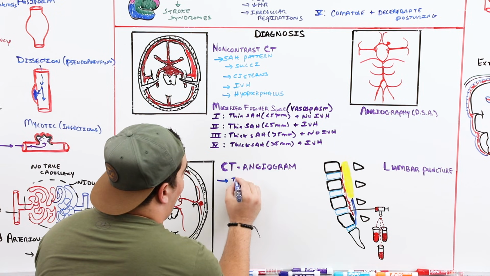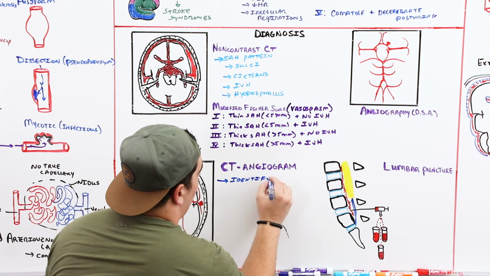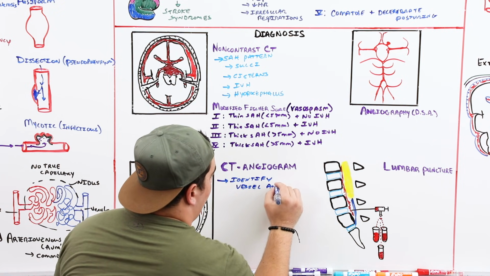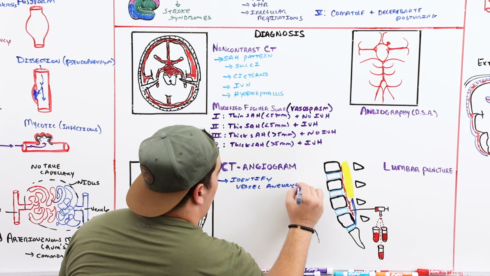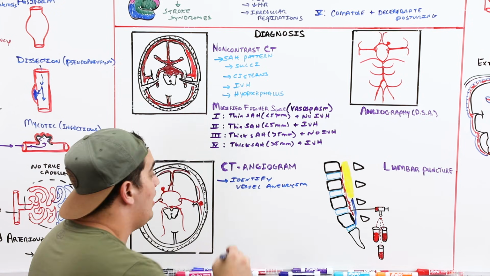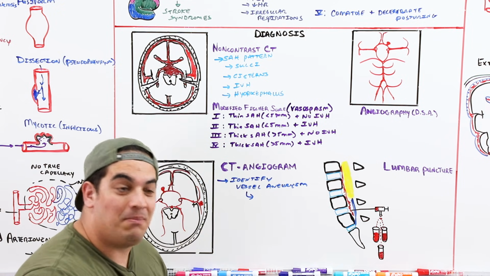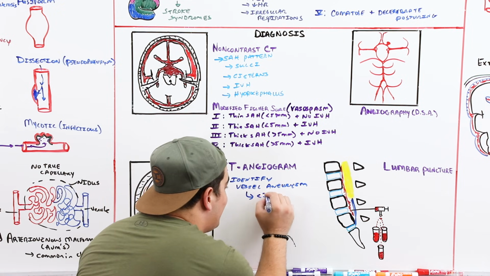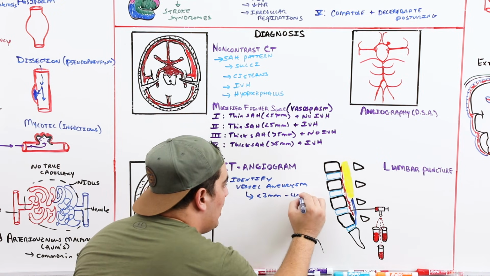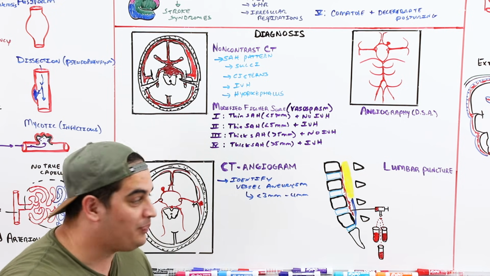So that's where a CT angiogram can come in nice and handy. It helps us to identify the actual vessel aneurysm, okay? Now, there's one problem with this, is that sometimes it can be missed if the aneurysm is less than like 3 millimeters. Sometimes they even say potentially 4 millimeters. If it's smaller than that, the CTA might not be able to pick it up.